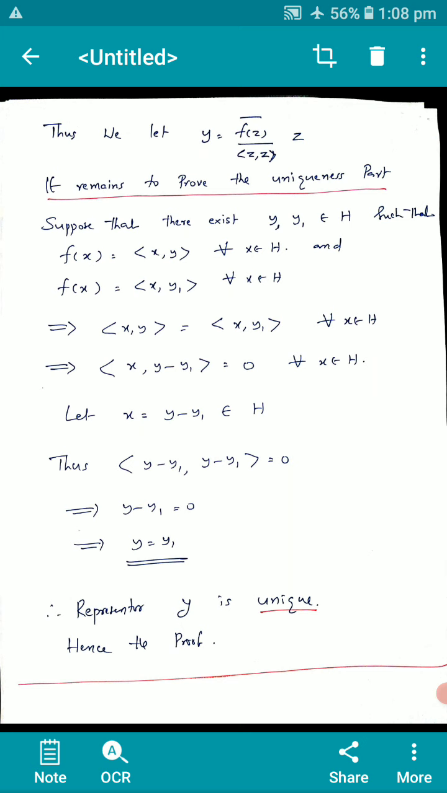Suppose that there exists y1 in H such that f of x equal to inner product of x and y for all x in H, and f of x equal to inner product of x and y1 for all x in H.